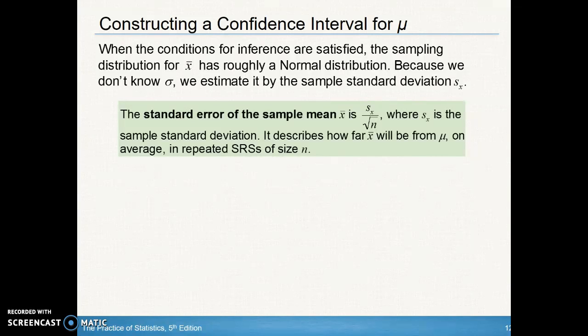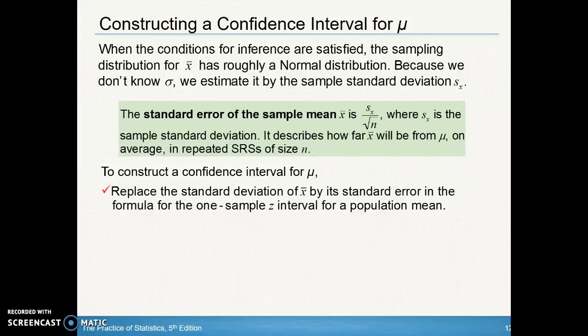So the standard error for the sample mean, and the sample mean we use x bar, remember, instead of mu, is the standard deviation of the sample divided by the square root of n, and n being the sample size. So this then is what we use for that standard error piece in the formula for our confidence interval.